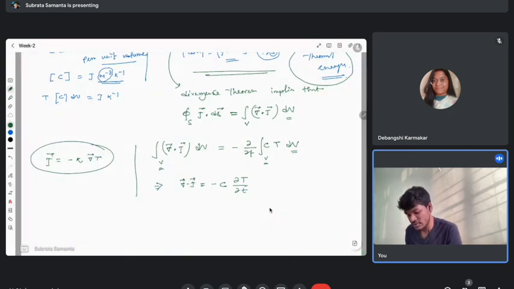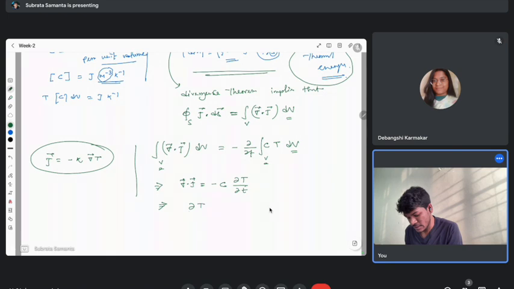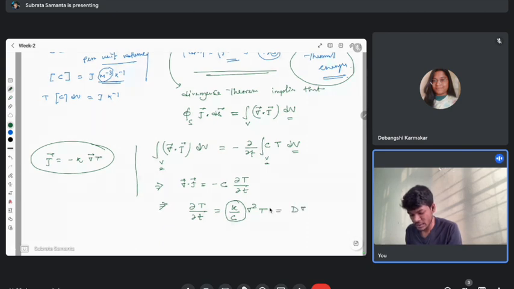So then we put this, so we get del T over del t. Okay, and divergence of J, that means grad of kappa, so it's kappa over C grad squared T. So this kappa over C is called D, the diffusion constant, times grad squared T.